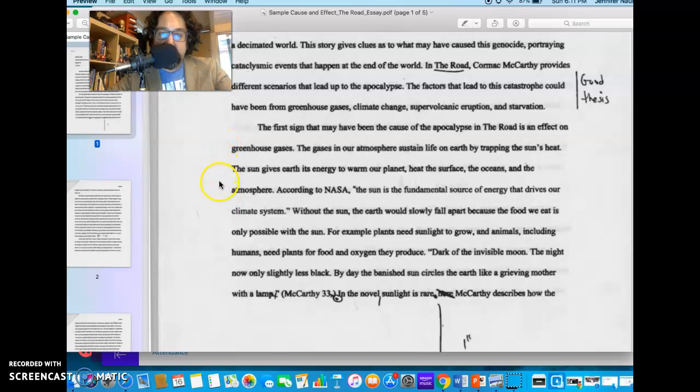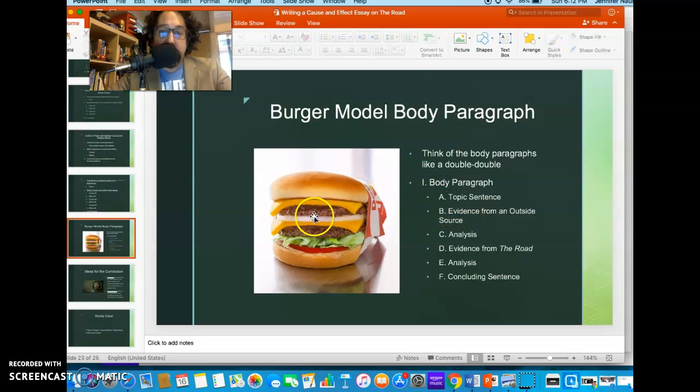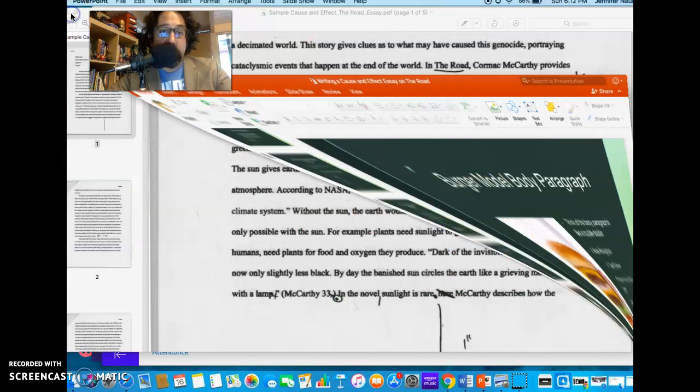So let's see the evidence that they bring in here. According to NASA, the sun is the fundamental source of energy that drives our climate system. Okay, that makes sense. I understand why we're going to cover this one first, because this is most essential, right? Without the sun, exactly, the Earth would fall apart. So then what we're going to have here is a quote, like that double-double from that other page. That first part of the double-double is a quote from a scientific source, like that NASA quote.